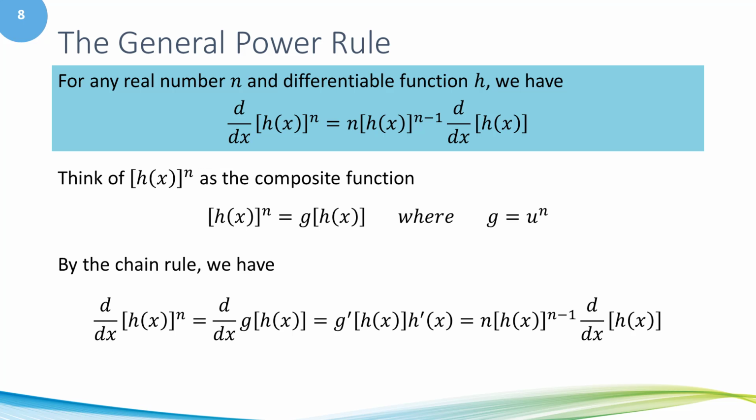And so the last one is quite a big one. This is the general power rule. Before, we had the power rule of x to the power of n, but this time the power rule is applied to a power of a function. So the derivative of h(x) to the power of n is n times h(x) to the power of n minus 1 times the derivative of h(x).